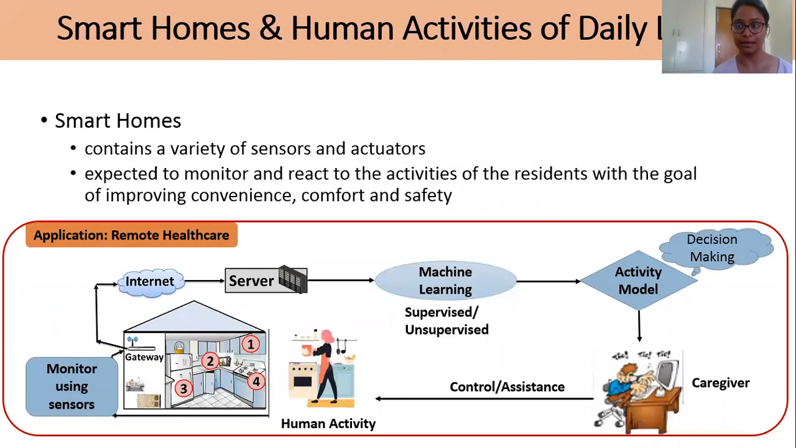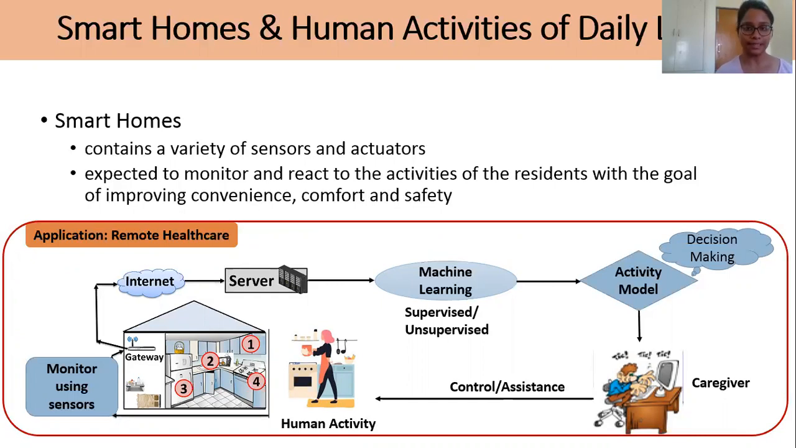As you can understand from the title, my topic is smart homes and human activities of daily living. By smart home, I mean a home that is equipped with sensors that can sense and give you some information regarding what the person is doing. And by what the person is doing, I mean what activities they are performing.